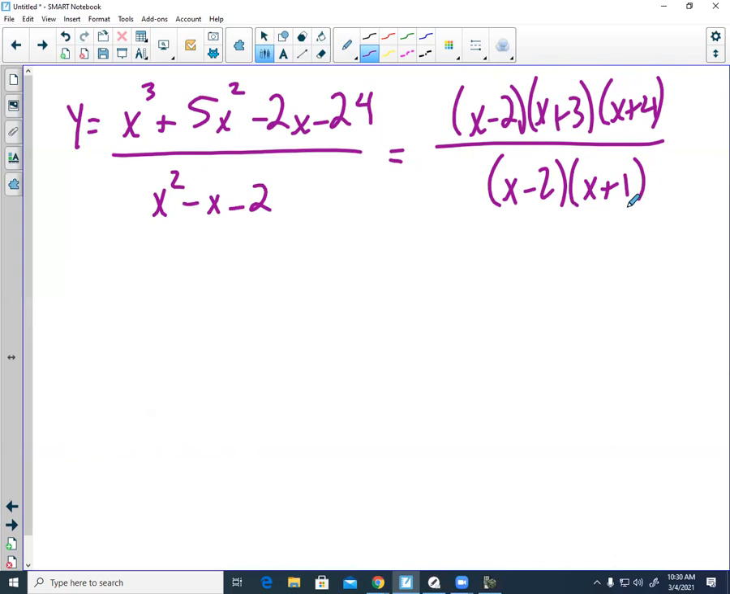asymptotes. At this point, you should be able to figure out what's what. You should be able to figure out which one is which. You should be able to figure out whether it has a horizontal or a diagonal asymptote. Should be able to pick those things out at this point.